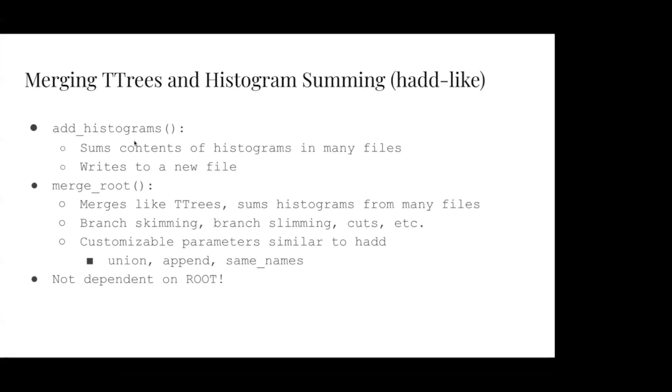So for histograms, I didn't want to call it hadd because they're not the same. So it sums contents of histograms in many files and writes it to a new file. And merges TTrees that have a similar structure into one file, and some histograms as well. And as usual, you can remove branches or skim branches while you're running this function. So if you want to merge just portions of TTrees and write it to a new file, you can do that easily.